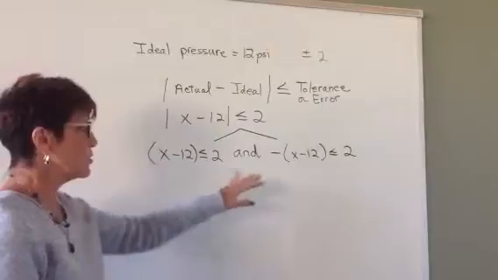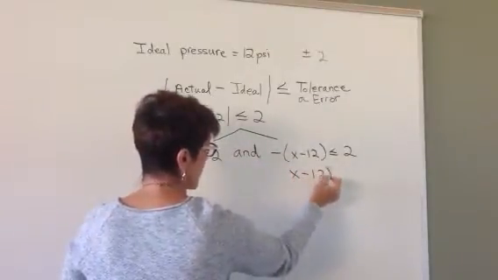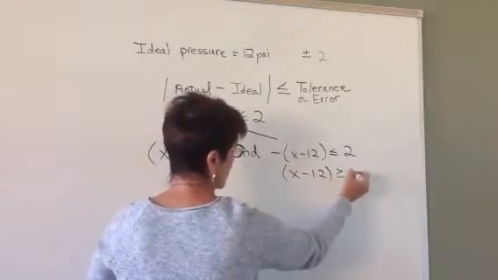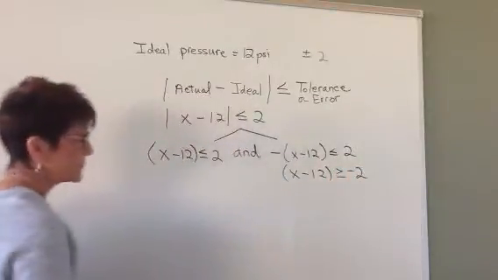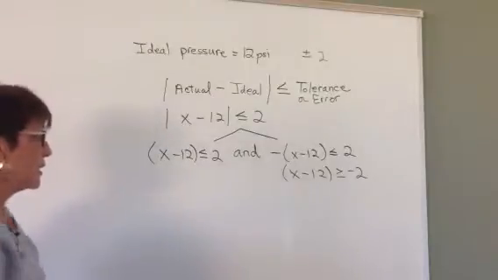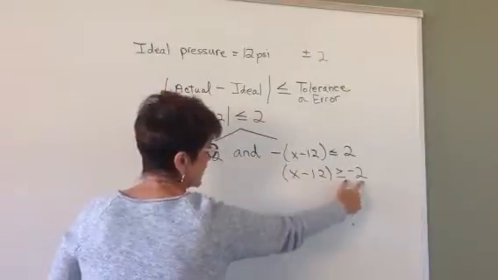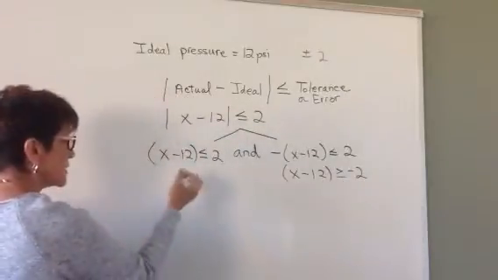Some of you I know go directly to changing this to x minus 12 is greater than or equal to negative 2. And if you understand why that change is happening, it's great. In this case, if I divide by the negative, it's going to make this turn around and that will become negative. So let's solve each of these.